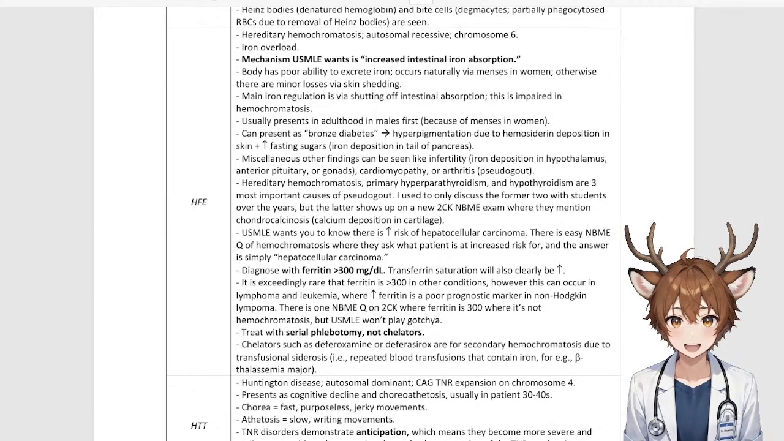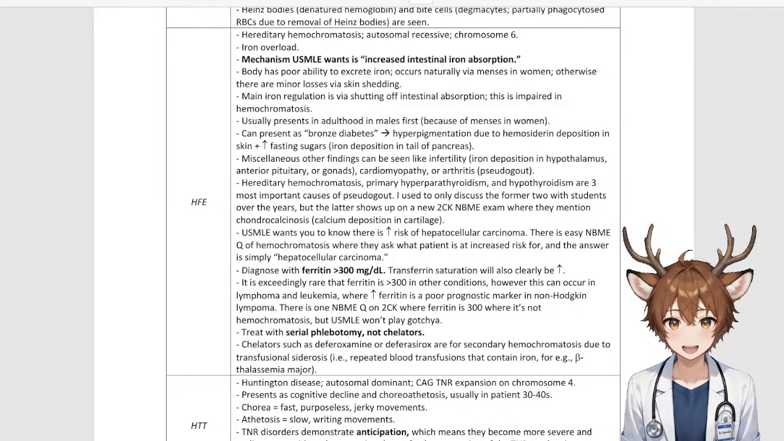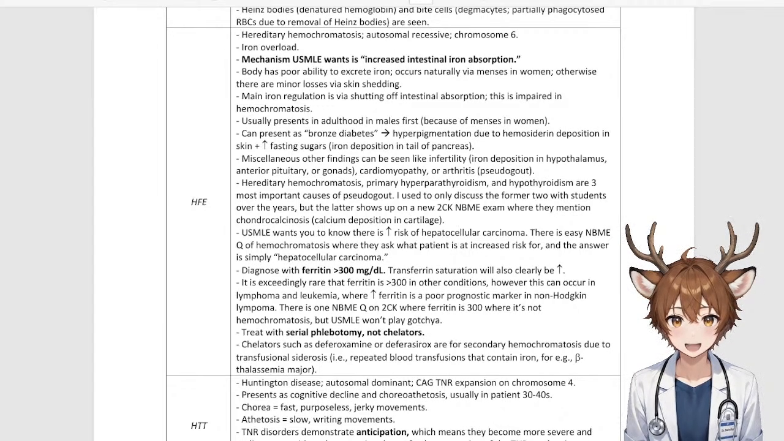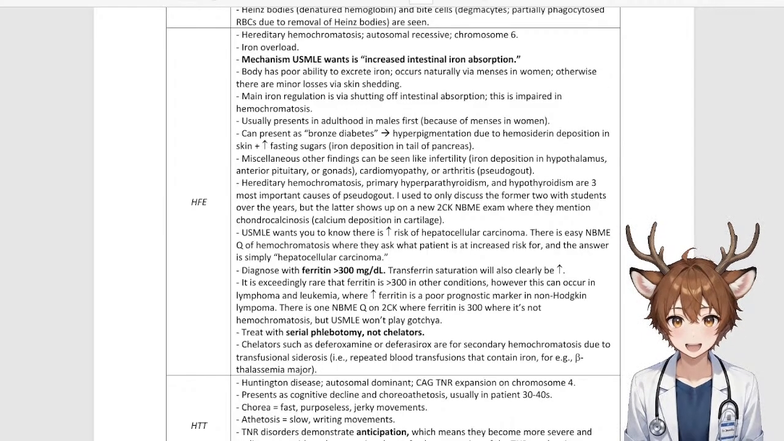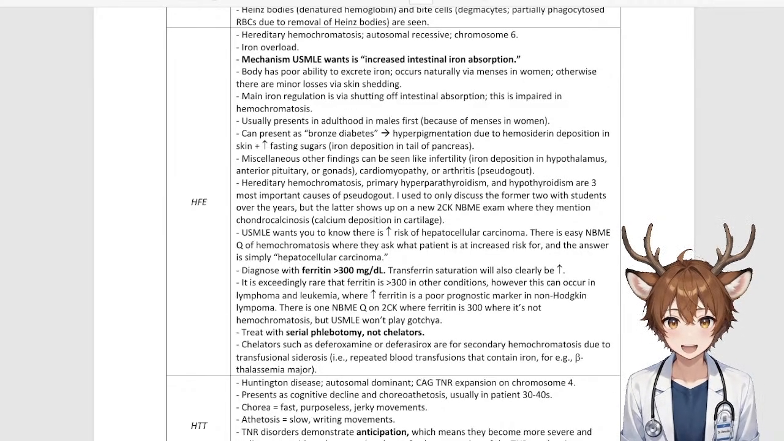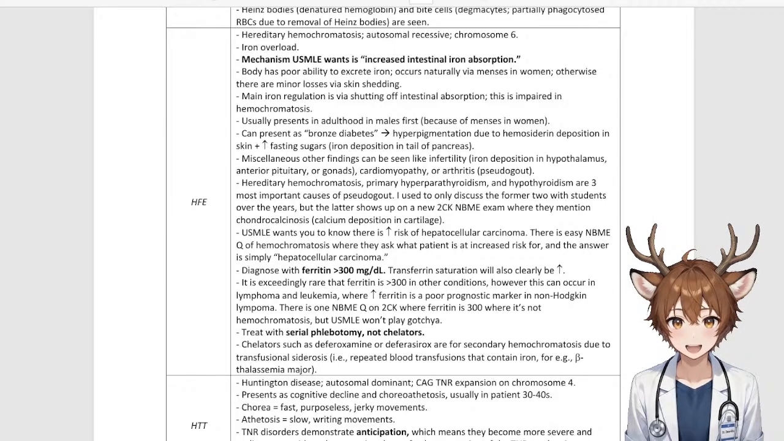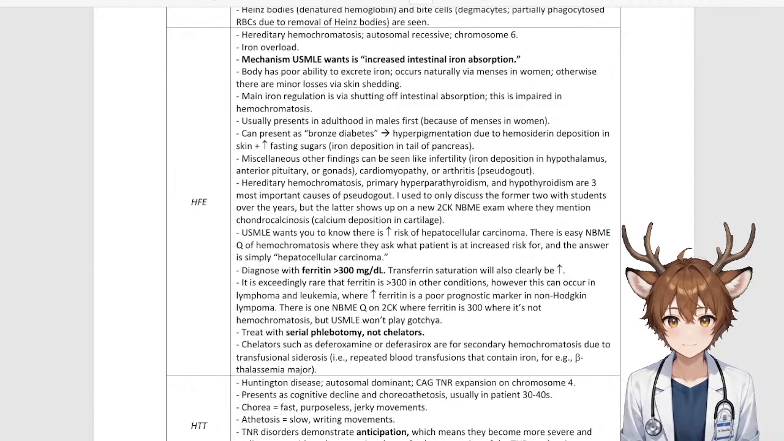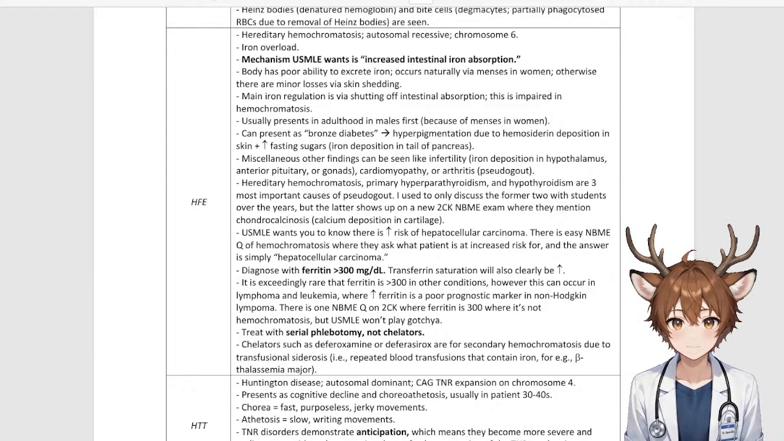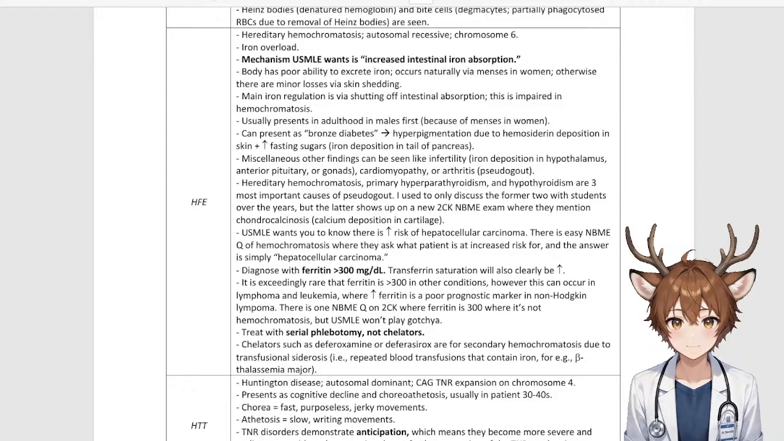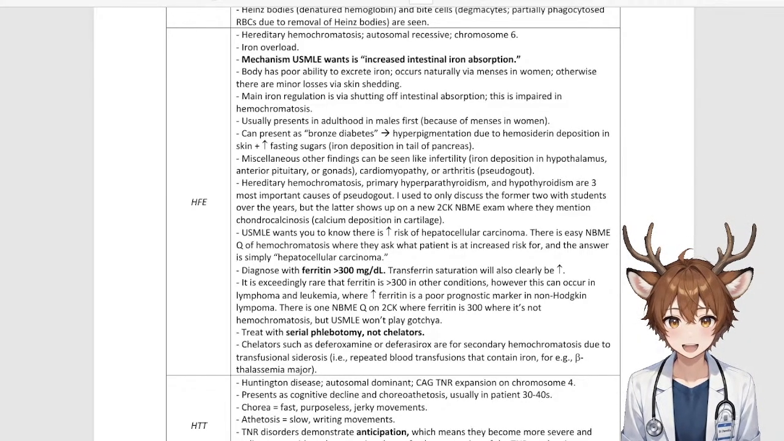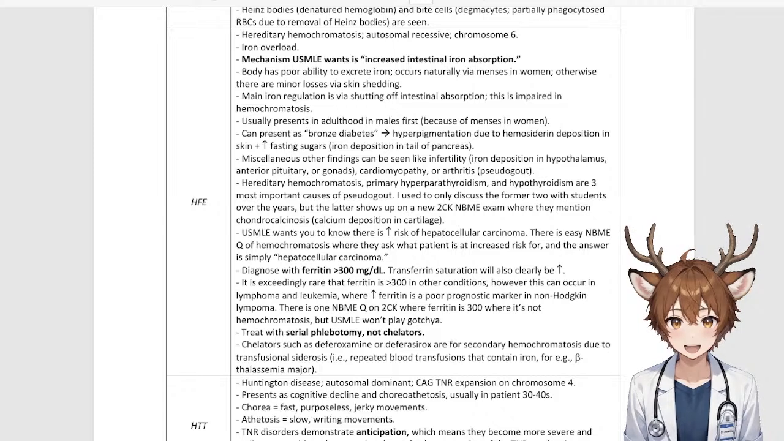Can present as bronze diabetes, leading to hyperpigmentation due to hemosiderin deposition in the skin, plus elevated fasting sugars, iron deposition in the tail of the pancreas. Miscellaneous other findings can be seen like infertility, due to iron deposition in hypothalamus, anterior pituitary or gonads, cardiomyopathy, or arthritis, pseudo-gout. Hereditary hemochromatosis, primary hyperparathyroidism, and hypothyroidism are three of the most important causes of pseudo-gout.